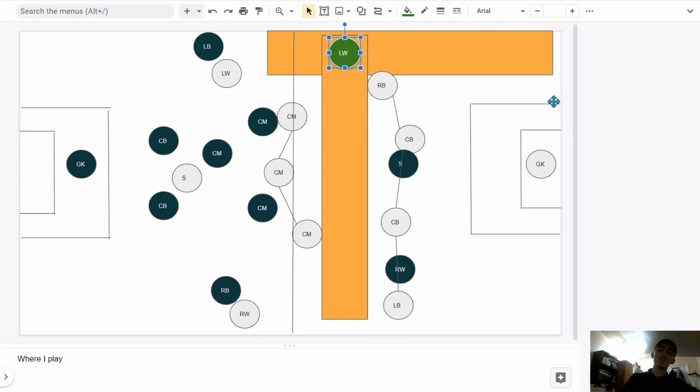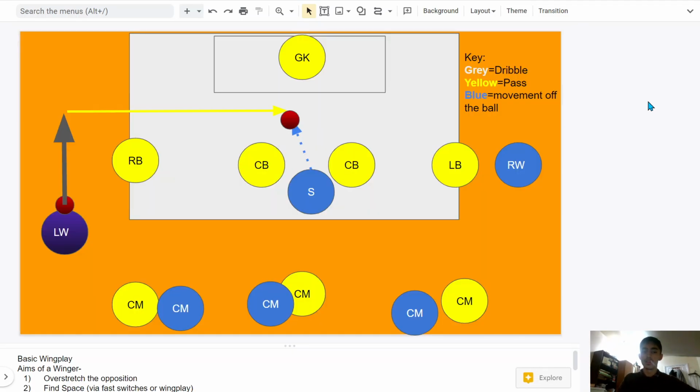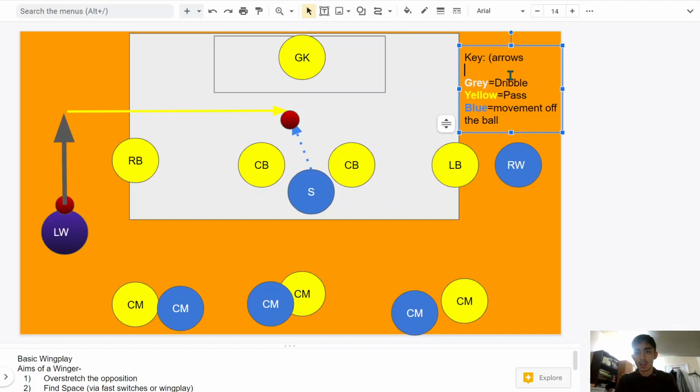Of course, in football, unlike in actual society, roles are fluid, or more fluid than they would be in society. So because of this, I would change depending on the situation, and I'll show you. So this, I'm going to change the colors. There.